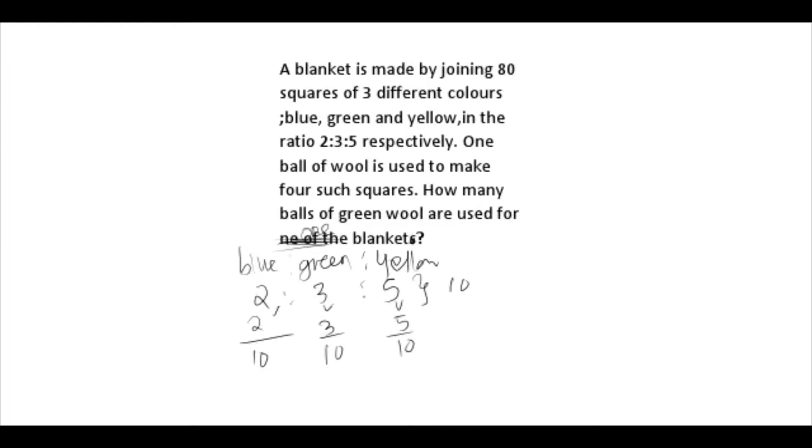So the question is, how many balls of green wool is used for one blanket? So for green we have 3 over 10. So 3 over 10 of 8 will give us how many squares? Because 8 is the total squares. So 3 over 10 of 8 will give us the squares of green that were used. So we have 0 and 0 cancelling. We have 3 times 8. This gives us 24. So we have 24 squares.